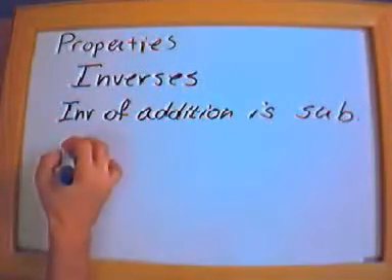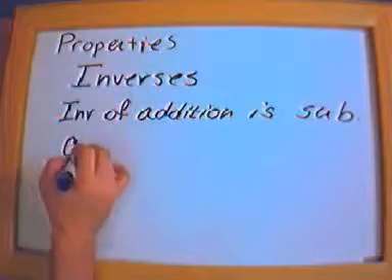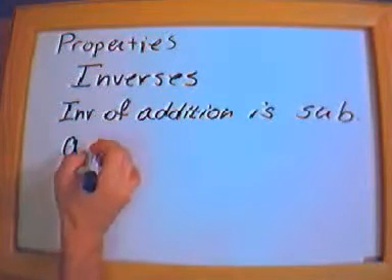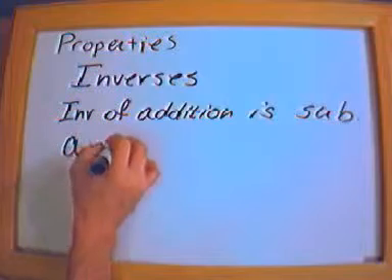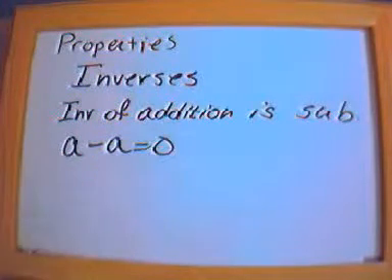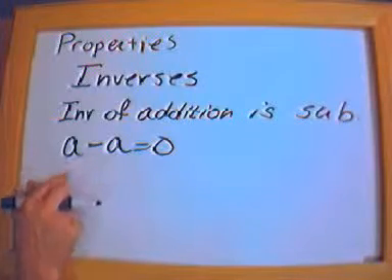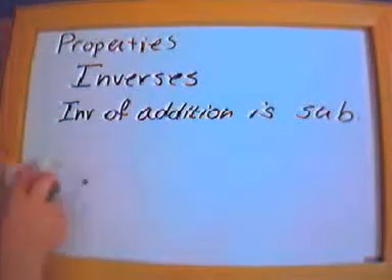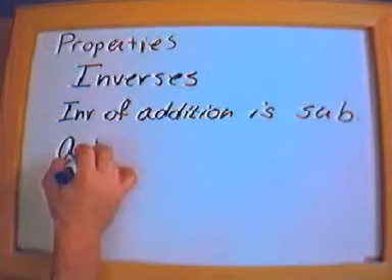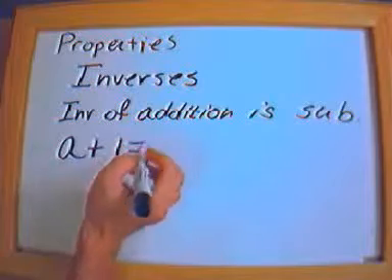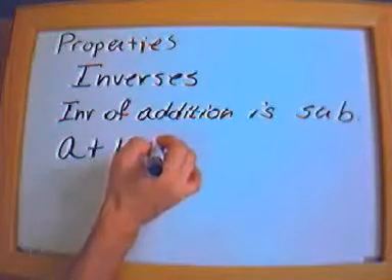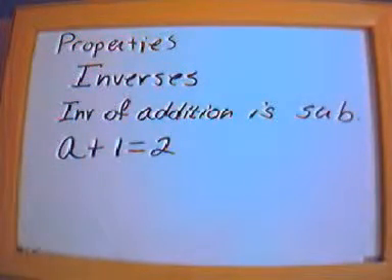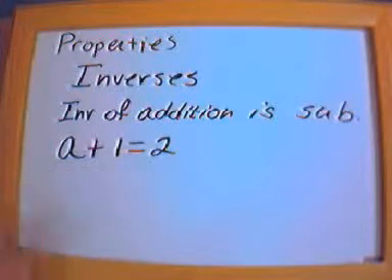Well, let me just write it down. A minus A is equal to 0. That's a very simple statement. But let me choose a different example actually. Let's say A plus 1 is equal to 2. Okay? And I want to get A by itself.